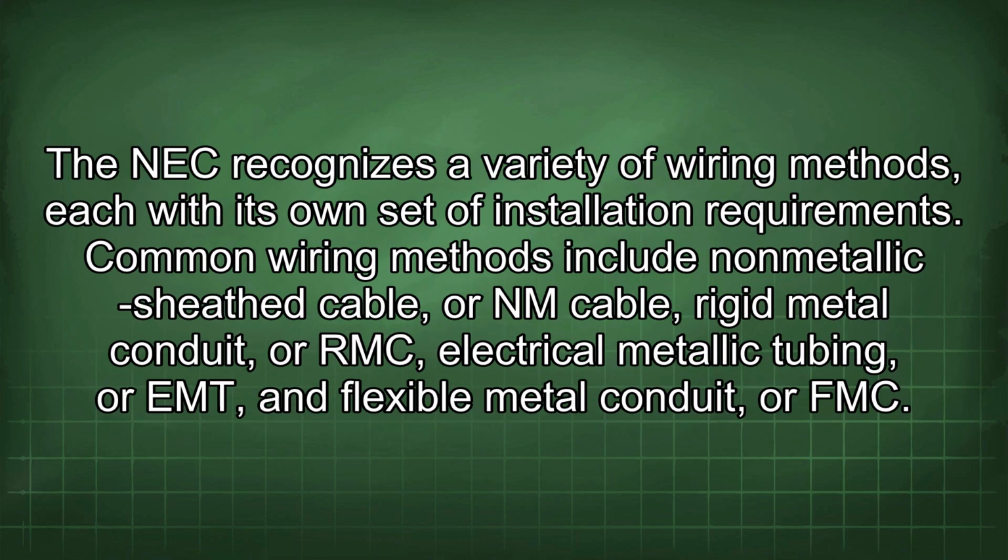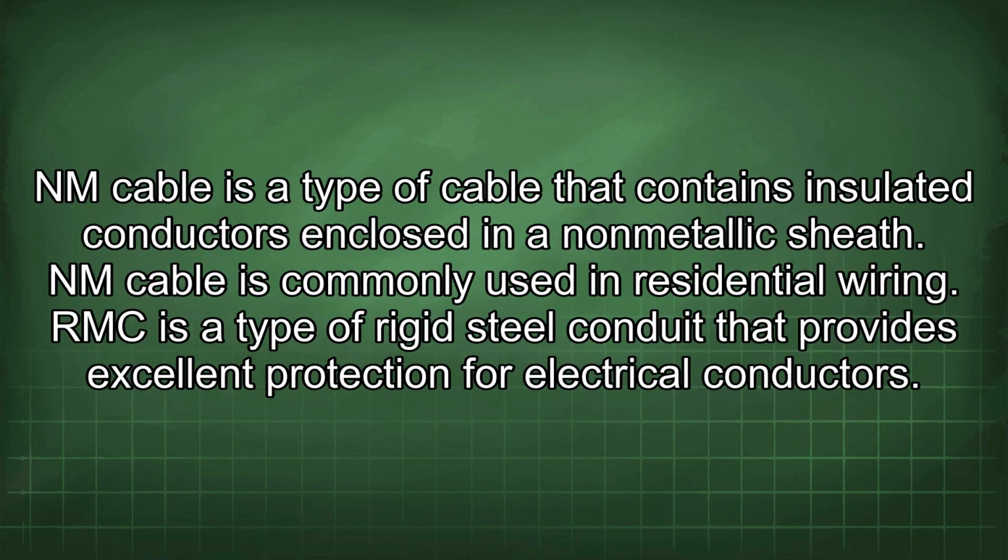The NEC recognizes a variety of wiring methods, each with its own set of installation requirements. Common wiring methods include non-metallic sheath cable, or NM cable, rigid metal conduit, or RMC, electrical metallic tubing, or EMT, and flexible metal conduit, or FMC. NM cable is a type of cable that contains insulated conductors enclosed in a non-metallic sheath. NM cable is commonly used in residential wiring.